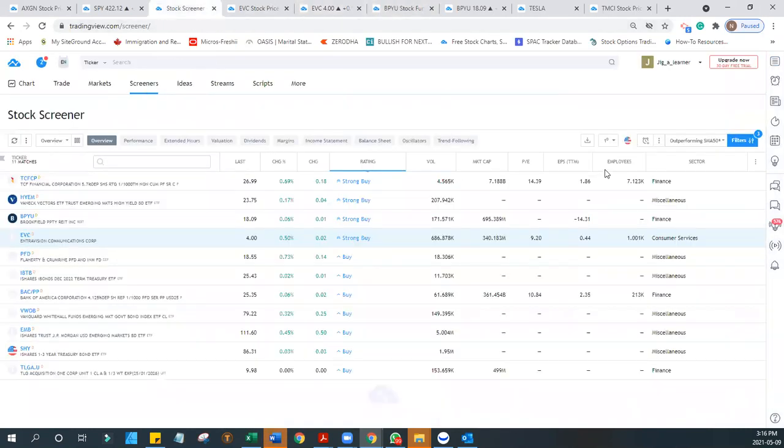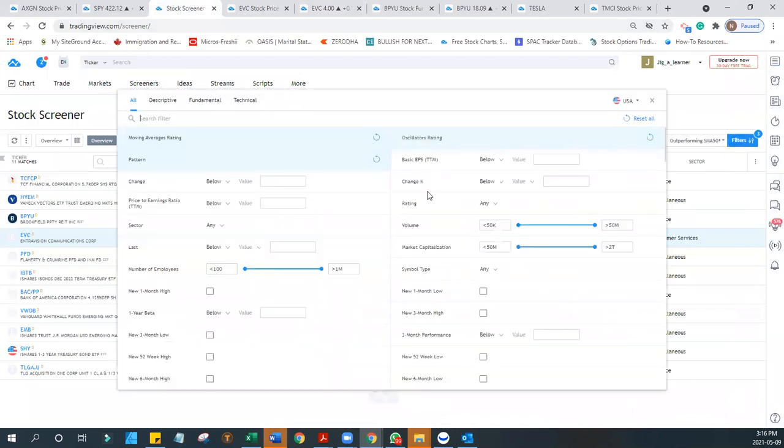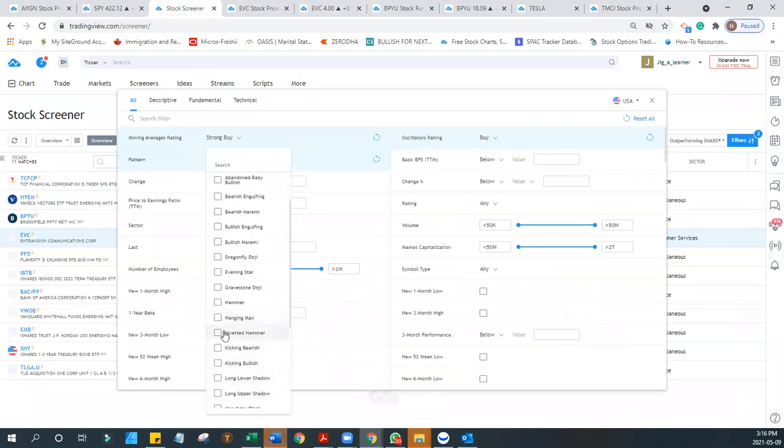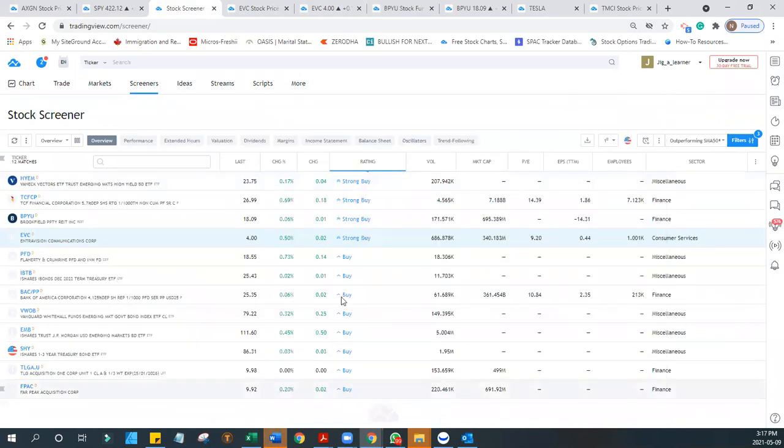Like there are so many thousands of screeners. This is the filter. You can change any, like from doji, I would say like a hammer, right? I go hammer, and after the hammer, I say, you know what, I like this hammer. This is ETF. This is BPYU. So there is a hammer here too. EVC has the hammer.